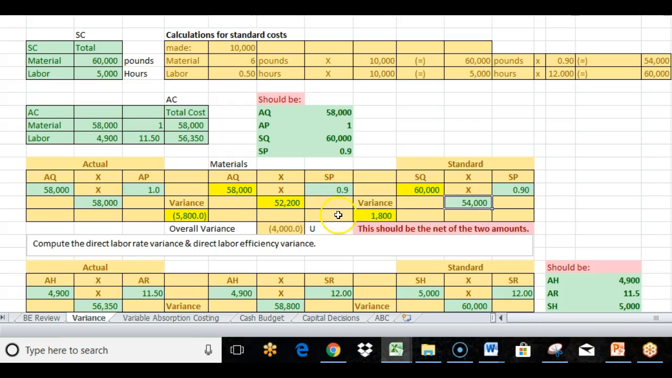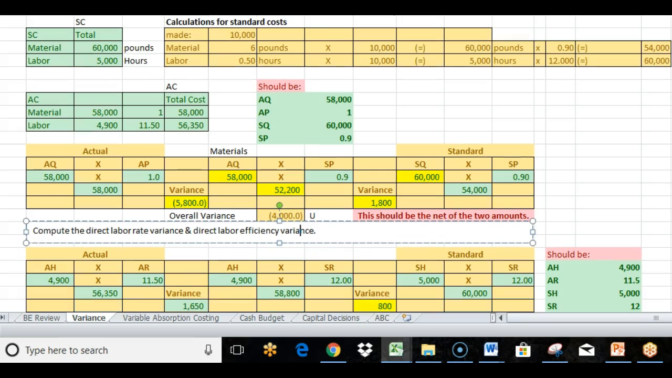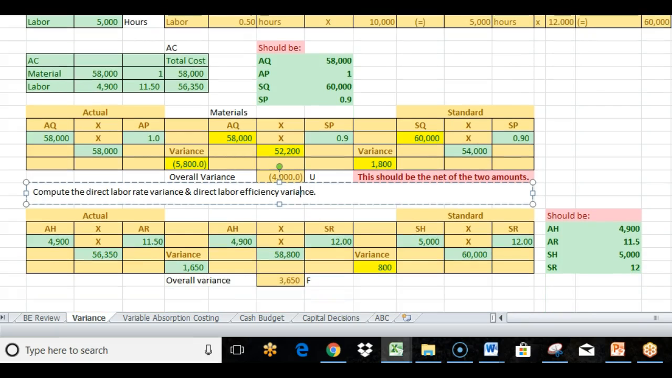So now we net this and this to come up with the overall unfavorable variance of $4,000. So that is the materials variance here. Now you're going to look at the labor, and you're going to do the same thing with the labor. So you've got 4,900 here, 1150 here.